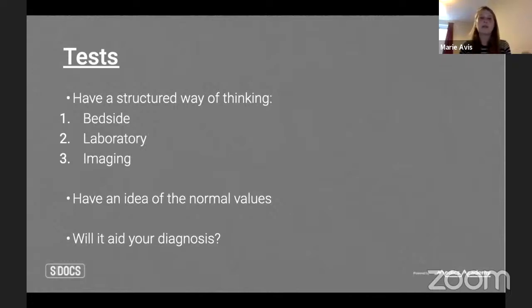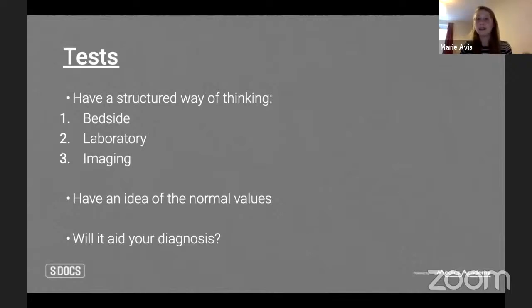And then always thinking with tests, will it aid my diagnosis? Will it help me? Will it change my management plan? And if it's not going to change your next steps with your patient, then you probably shouldn't be doing it. It's something that a consultant once told me. So that's definitely stuck with me.